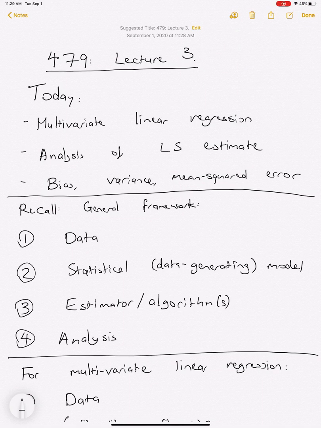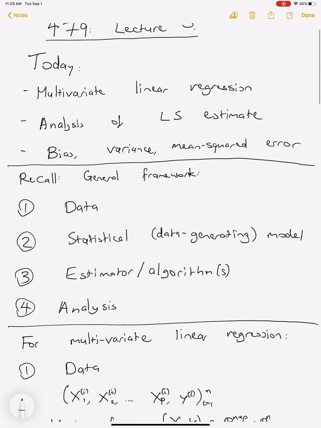Okay, welcome to lecture 3 for Stat 479. So today we're going to build on what we covered in the previous lecture. In particular, we're going to look at multivariate linear regression in a little bit more depth. We're going to focus on analysis of the least squares estimate, and we're going to introduce some concepts which relate to how we're going to analyze these estimates based on bias, variance, and mean squared error.